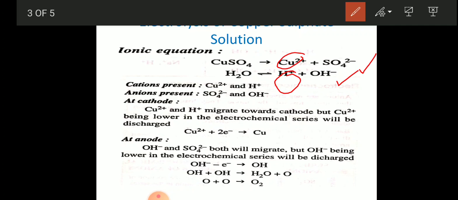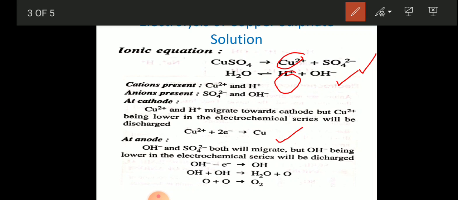If you see the electrochemical series, H+ is above and Cu2+ is below, so the lower position in the electrochemical series gets more preference to discharge. So the copper ion will go to the cathode, gain electrons, and convert into copper.